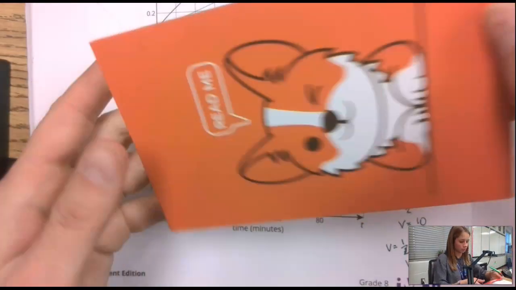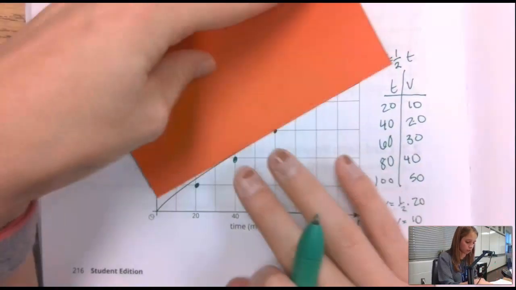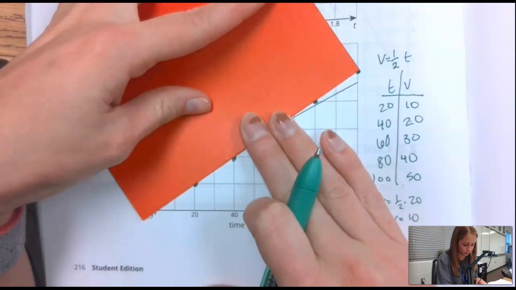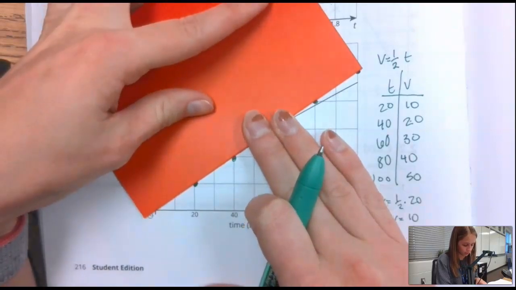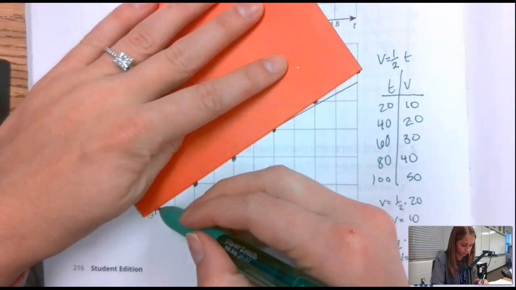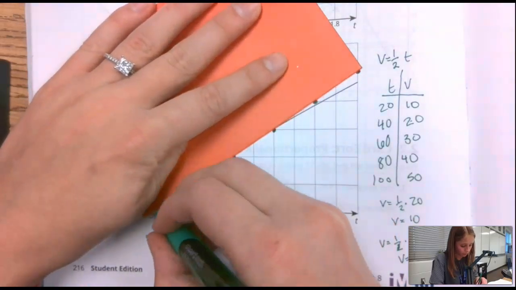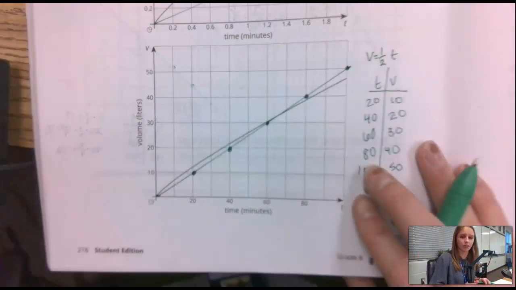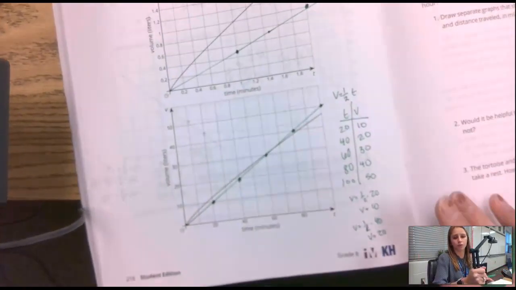I need to get a different straight edge. Okay, so here's the little dog coupon. Okay, so I'm going to start at the origin and draw my line. So there we go. So now we have that on both graphs, okay?